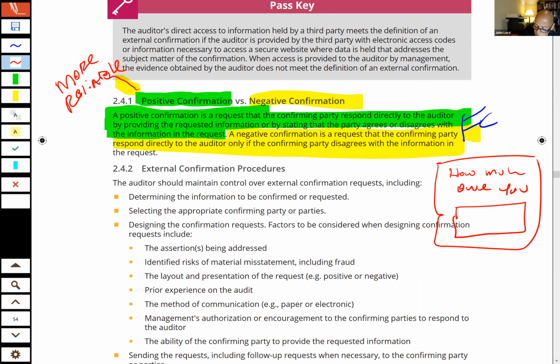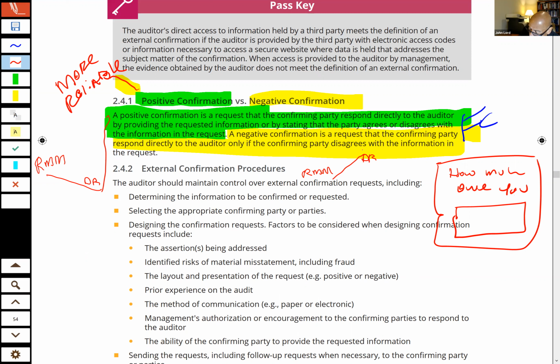With positive confirmation, if I'm saying it's more reliable, that must mean that RMM must be up, okay? And so I'm trying to do what? I'm trying to lower my detection risk, and positive confirmation is a substantive procedure that lowers my detection risk because it's more reliable, isn't it? Okay. If I have good controls, my RMM is now down. Now my detection risk can be up.